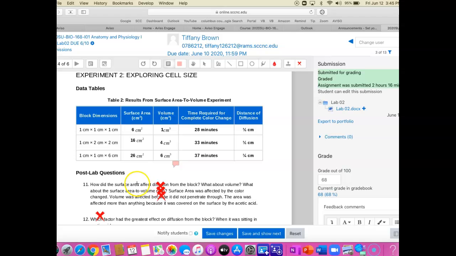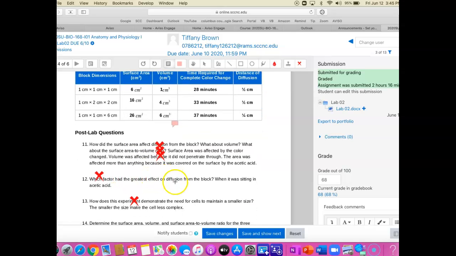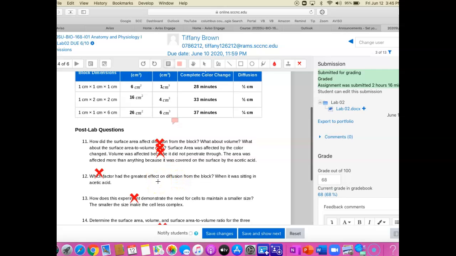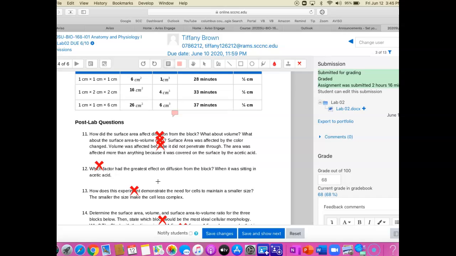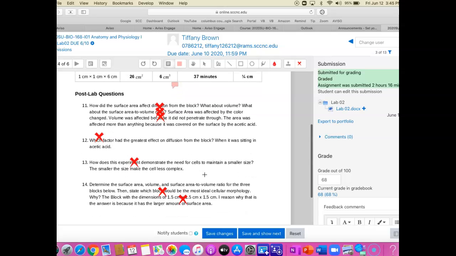So you got all of these questions wrong. What factor had the greatest effect? That would be the surface area to volume ratio. So please read up on that a little more so you do understand that. How does this experiment demonstrate the need for cells to maintain a smaller size? When they maintain a small size, they have a high surface area to volume ratio, so diffusion can occur quite easily. It has nothing to do with complexity of the cell.